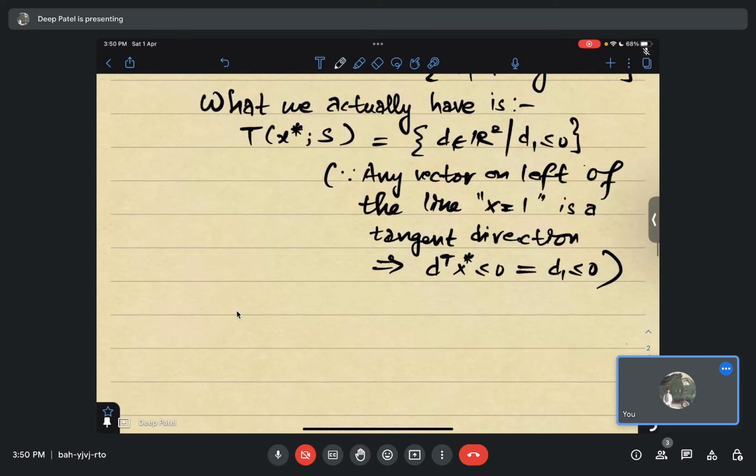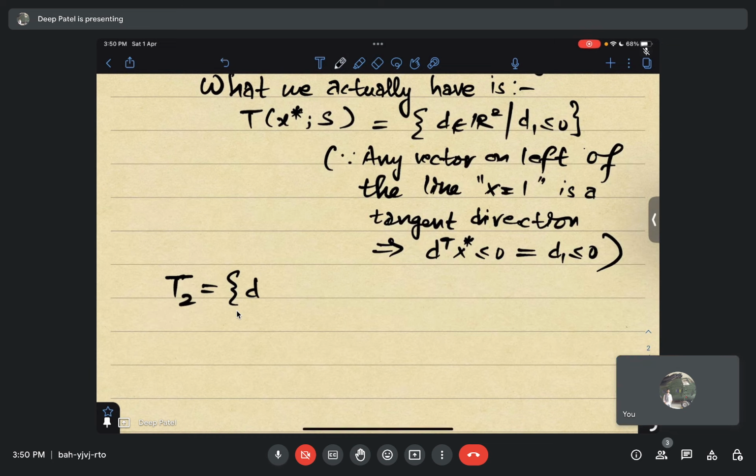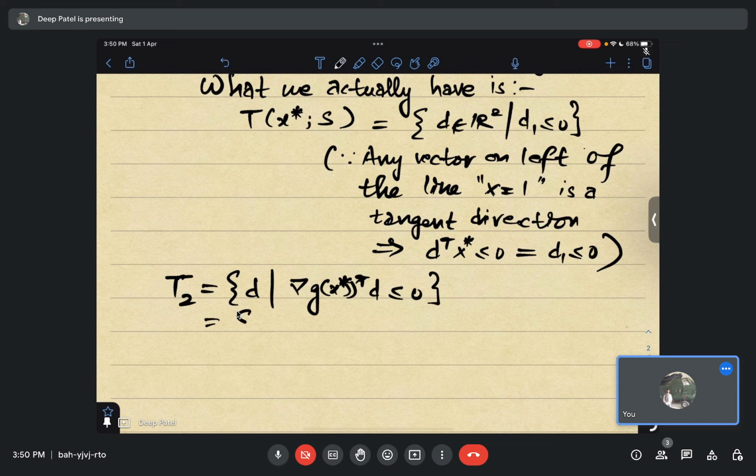So and why is that the case? Because note that if I write another set, let me call this set T2, such that gradient g of x star transpose d is less than or equal to 0, what will this be equal to? It will be precisely the same, right? Same thing.